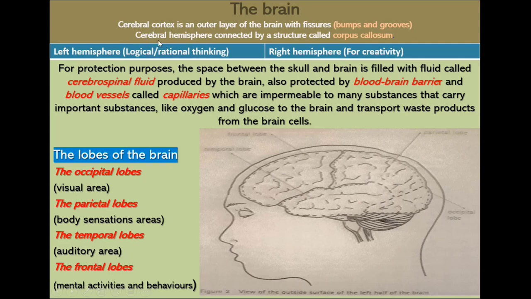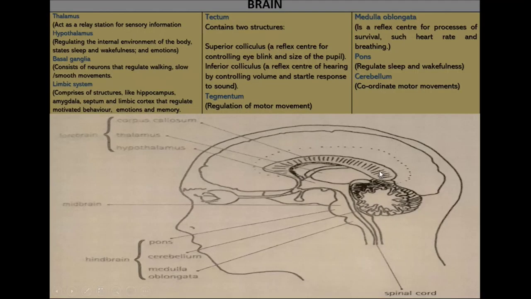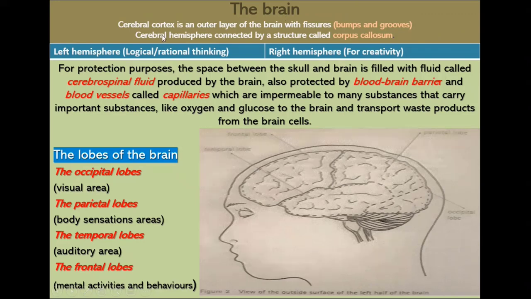Then they say the cerebral hemispheres are connected by the structure called the corpus callosum. This is the corpus callosum. This is the half of the brain. You see the side. The brain is divided into two. It's connected by what? We have the right brain and the left brain connected by this bone. We call this bone the corpus callosum, the connection between the two brains, the left hemisphere as well as the right hemisphere.